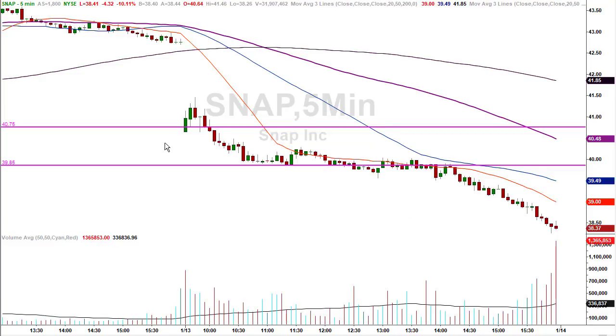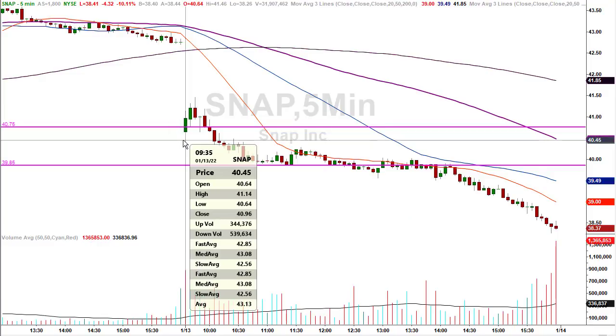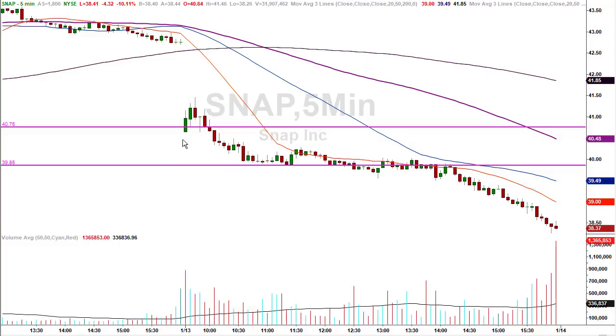Here's a snapshot of Snap getting its haircut at the opening bell. So here's what happened with this one. The stock opened below the number. The opening print was $40.64. So immediately the first number is off the table.